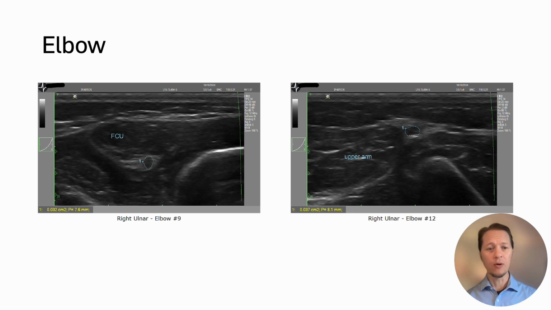Let's move to the elbow. We have a very diminutive appearing ulnar nerve, both distally underneath the heads of the FCU and proximally in the upper arm, well above the epicondyle. If you can read that, 3.2 to 3.7 millimeters, so very small ulnar nerve to begin with. This was a rather petite patient.